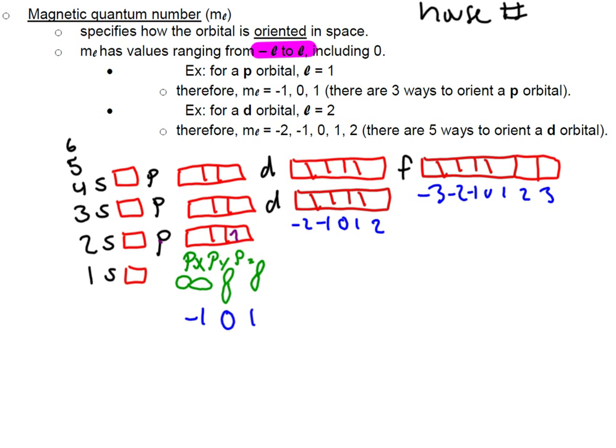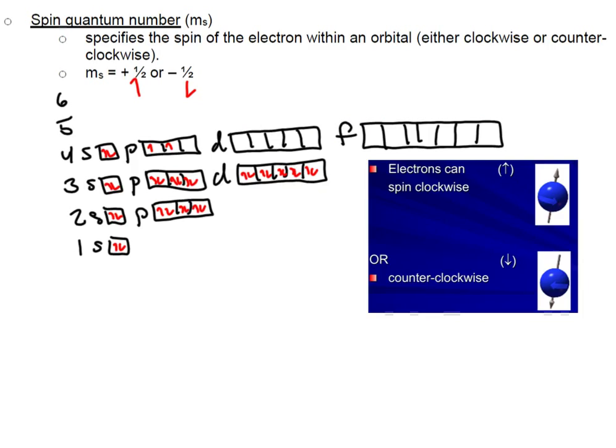All right, let's move on to our last quantum number. Our last quantum number is the spin quantum number, and this is where we get the most specific. For example, in our address analogy, it would be our apartment number. We summarize this as m sub s, s for spin.